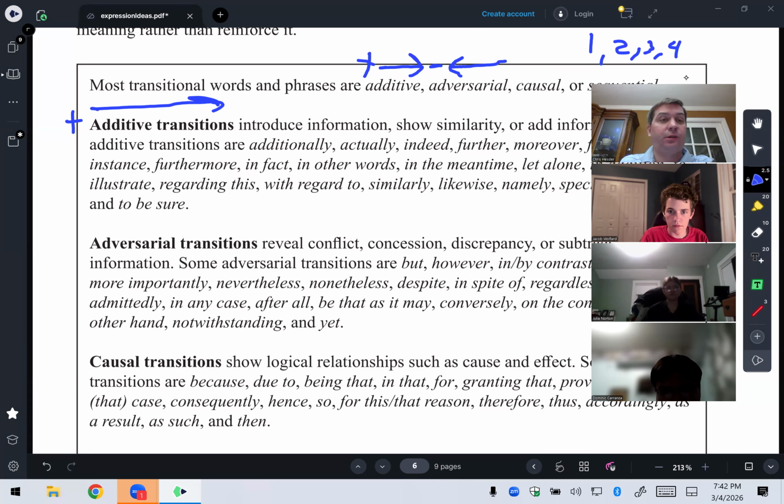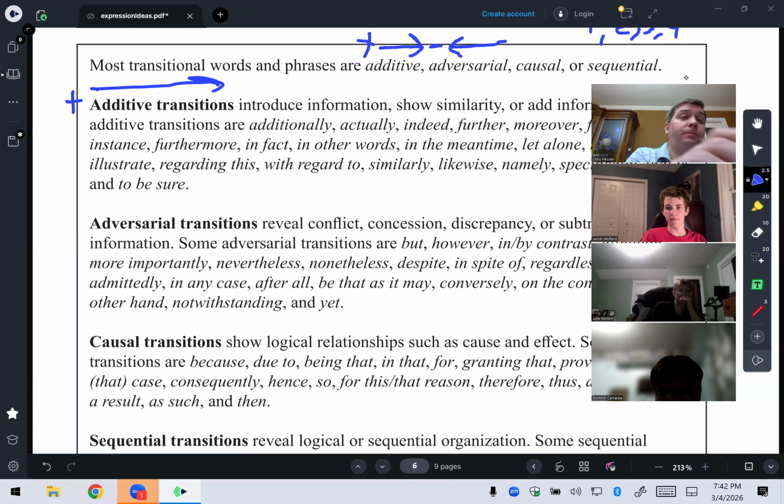So all of these transitions move us in the same direction. We're not doing anything strange. We're just adding something, adding some additional information. Maybe I'm going to give you an example, and we could use something like for instance or for example, but we're just adding things. The adversarial transitions are different.